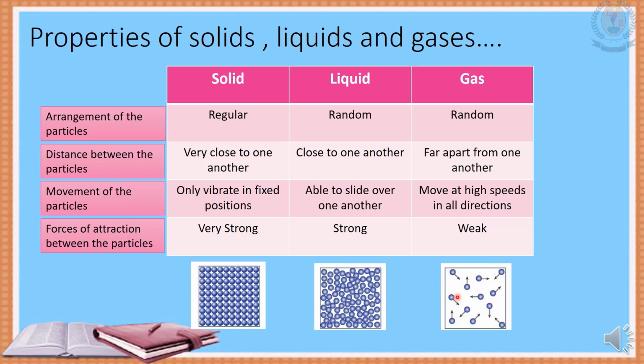So if we are talking about the properties of the states of matter, you can see the particle arrangement is very important. If you understand clearly the arrangement of particles, understanding their properties is very easy.